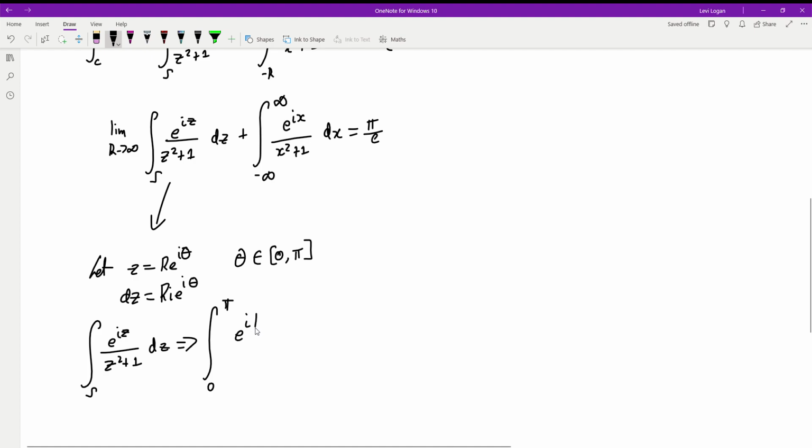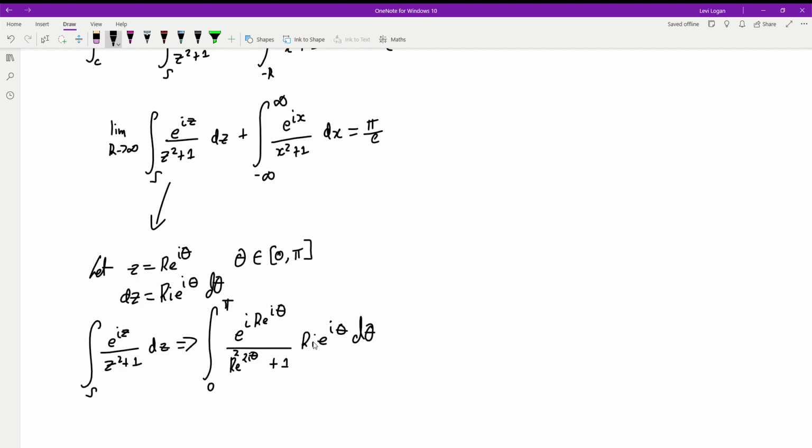So I r e to the I theta. That's very yucky. And then we're going to have the bottom bit, we're going to have r squared e to the power of 2I theta plus 1 multiplied by i r e to the I theta d theta. I forgot the d theta here. Okay. Now, is there anything that can cancel?